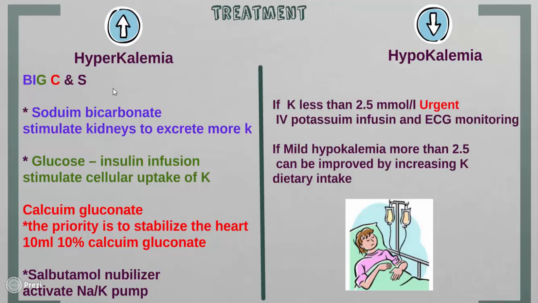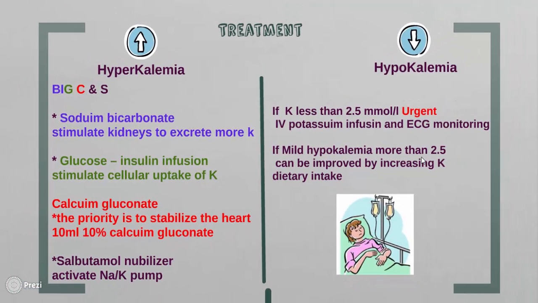In hypokalemia, if the potassium level is less than 2.5 millimoles per liter, which is an urgent situation, we need rapid intravenous potassium infusion with ECG monitoring. But if we have mild hypokalemia, which means the potassium level is more than 2.5 millimoles per liter, the potassium level can be improved by increasing dietary potassium intake. This is the treatment of hyper and hypokalemia.